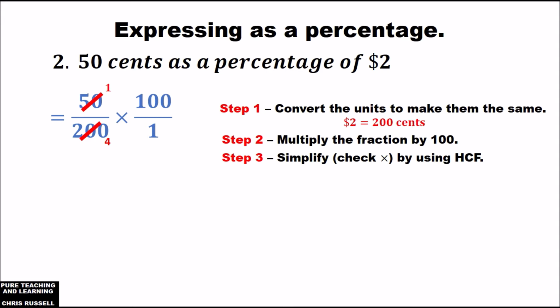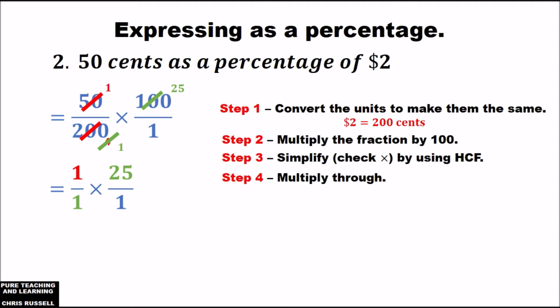So how many 4's would go into 100? We would have 25. And how many 4's go into 4? 1. Now we multiply through. We have 1 over 1 multiplied by 25 over 1. Now we evaluate. And now we get 25%.